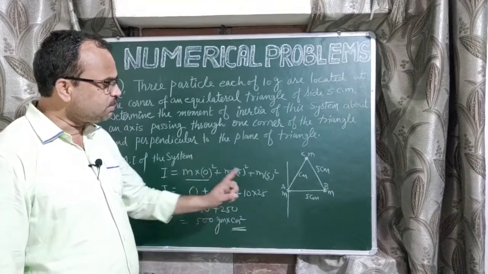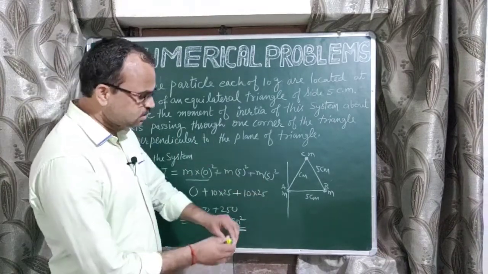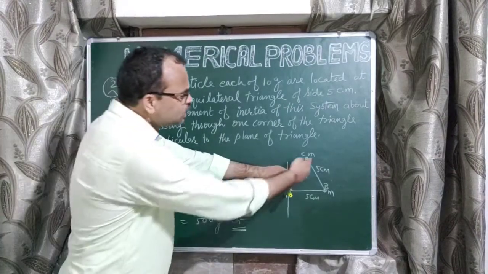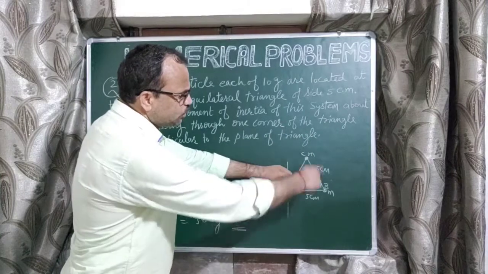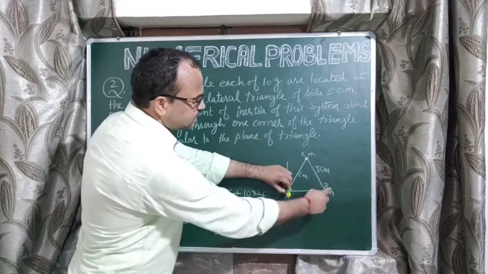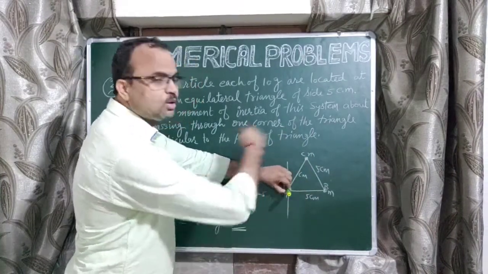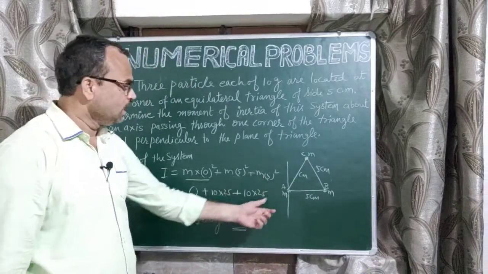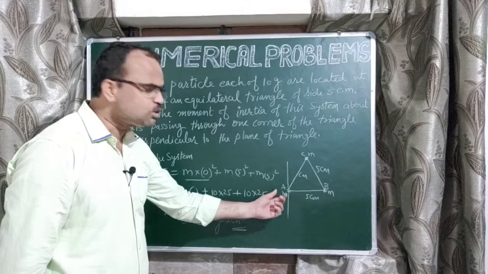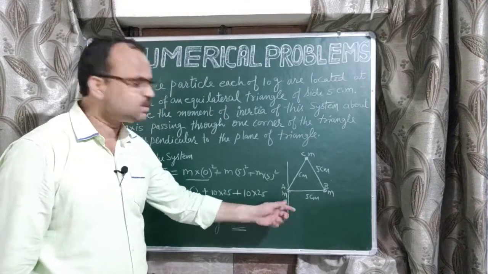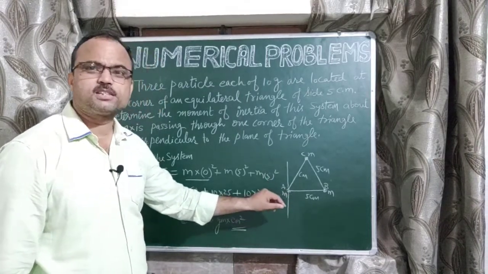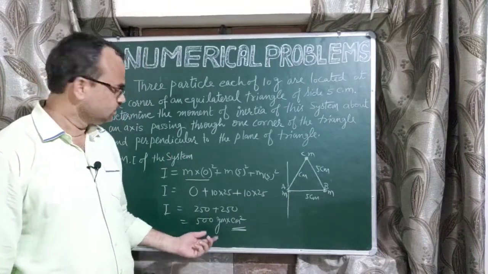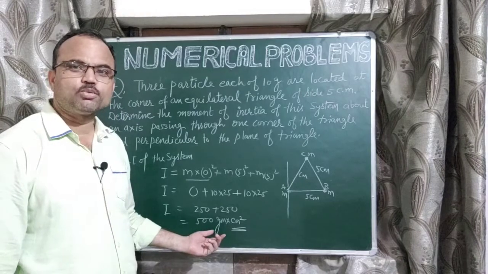Please keep in mind that this axis is perpendicular to this plane, and each particle has to be rotated about this axis. This distance is 5, this distance again 5, so we put here m into 5 square plus m into 5 square, and this term is 0 because this particle lies over this axis, so its distance is 0. The final answer is 500 gram centimeter square, okay?